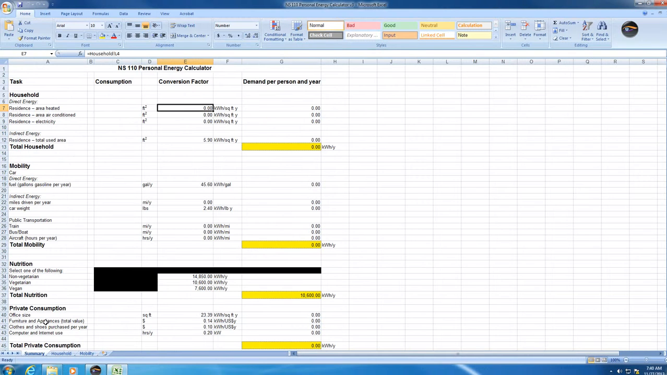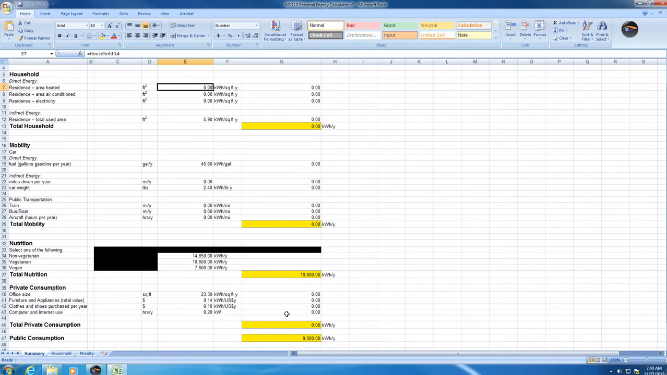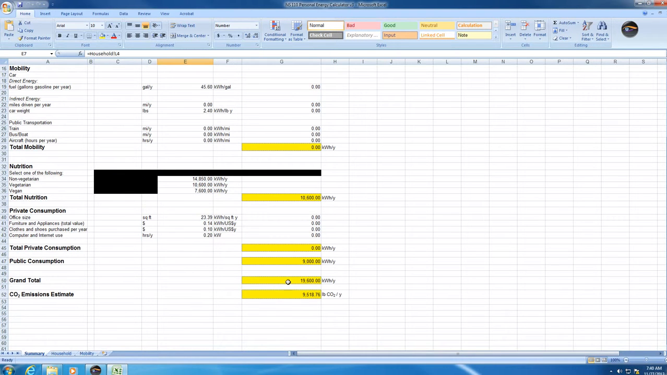The first thing we will do is to compute the conversion factors that will be entered in this column of the summary sheet. Next, you will go back and enter your personal consumption factors in the first column, and automatically the energy use per year will be calculated and totaled down here under the grand total. And the carbon dioxide emissions that are vented to the atmosphere are calculated from the total energy use.